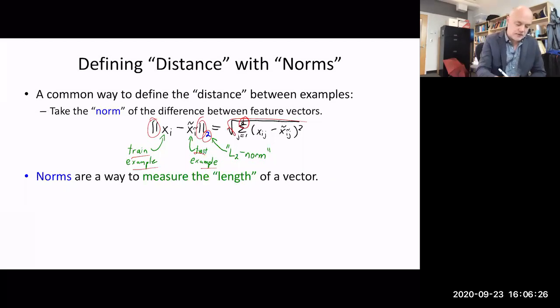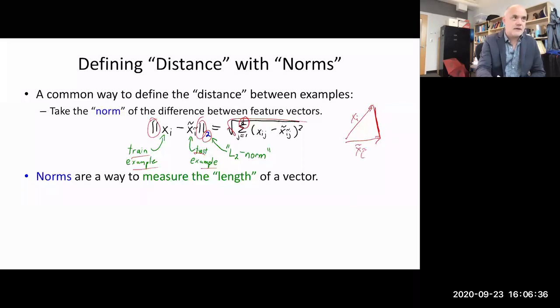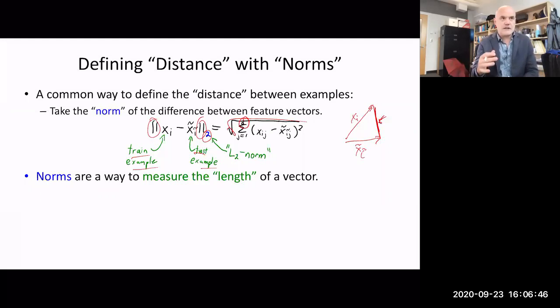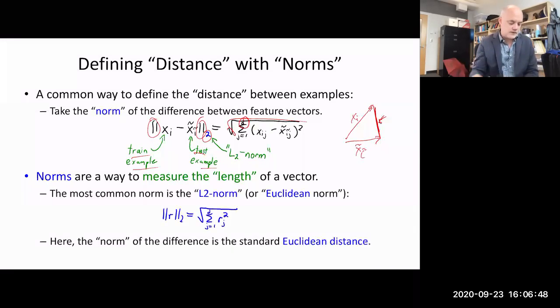And just to be 100% clear, although I do this on another slide in the future, if this is x i and this is x tilde i, what we're looking for is the length of this vector. That's how close those vectors are in feature space. So the norm of that vector is the thing we're after, and we want the length of that vector to tell how close these two items are to one another.